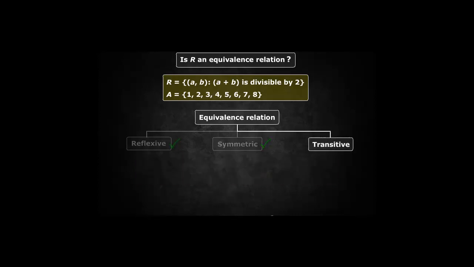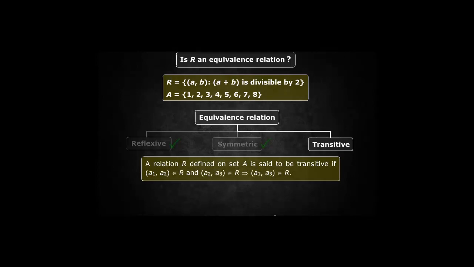Now let's check the transitivity of R. Now a relation R defined on set A is said to be transitive if (a1, a2) belongs to R and (a2, a3) belongs to R implies (a1, a3) belongs to R. Now to check whether relation R is transitive, we need to take any two elements of R. Let's say we take (1, 3) and (3, 5). Now (1, 3) belongs to R as 1 plus 3 is 4, which is divisible by 2. What about (3, 5)? That also belongs to R as 3 plus 5 is 8, which is also divisible by 2.